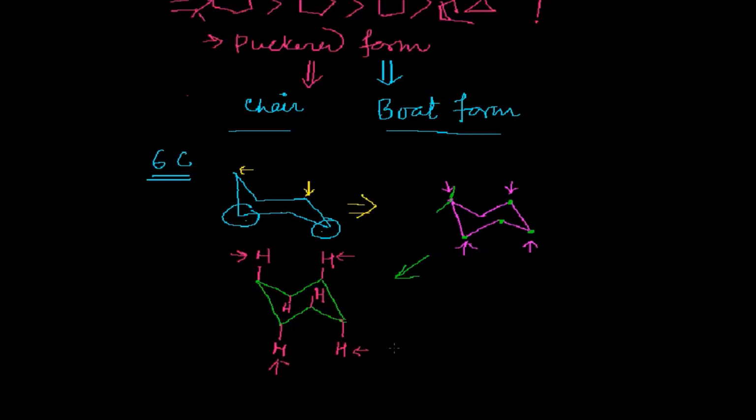are called axial hydrogens. So these are axial hydrogens. So they are axial hydrogens, and the remaining hydrogens would be shown like this.